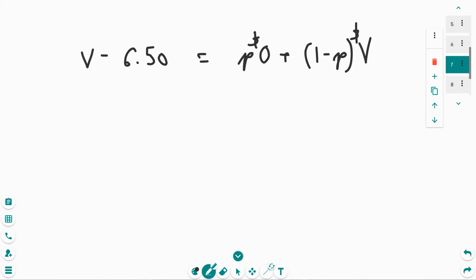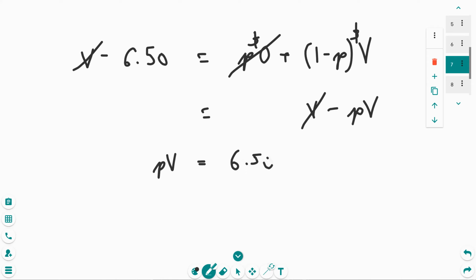We'll find that, in fact, this cancels out. This becomes V minus PV. This is going to cancel out. This V on the right-hand side is going to cancel out with this V on the left-hand side. And we get that PV equals $6.50. And we can solve for V, which is going to be given by the cost of the helmet, $6.50, divided by P, which is the probability that your life is saved by having the helmet in a fatal accident.